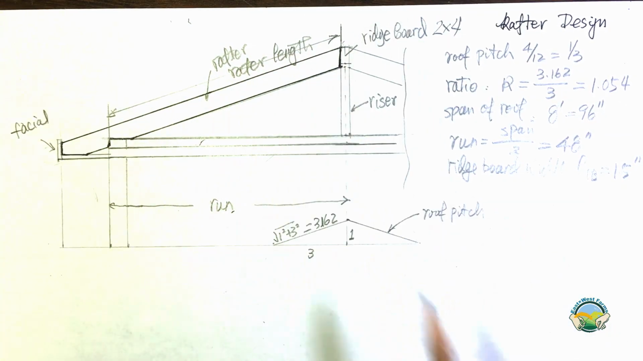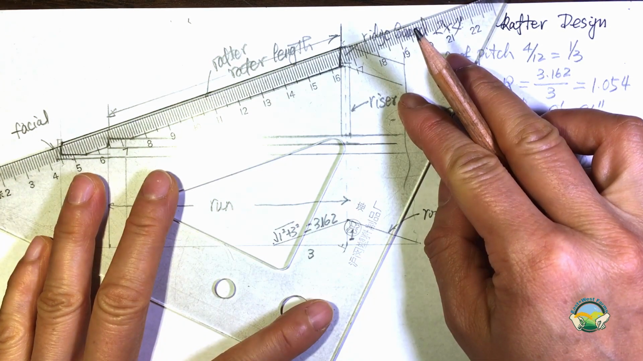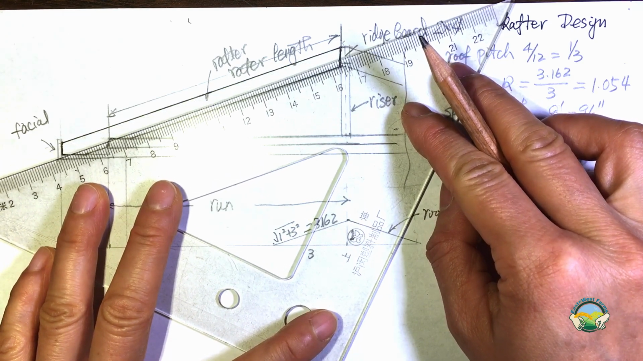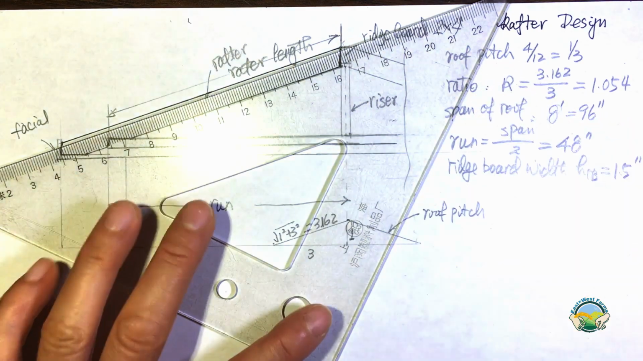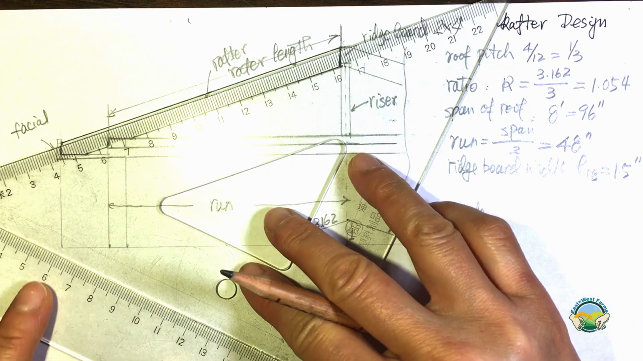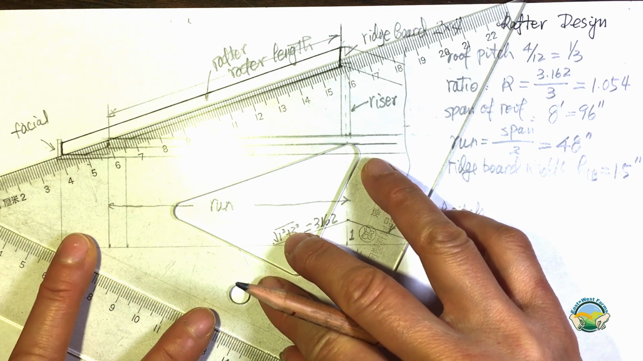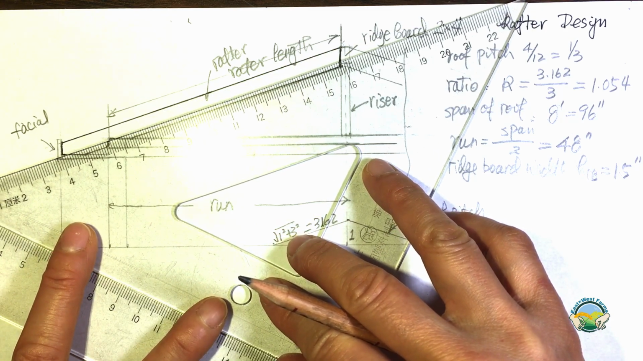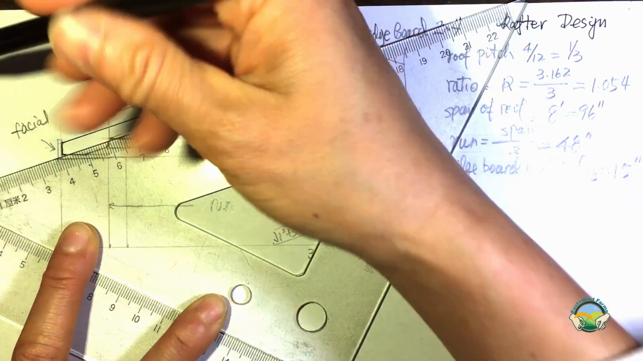To calculate that, you need to draw a reference line. So I basically take the edge and draw a parallel line from the edge to the bottom of the bird's mouth. So let me use a different pen.